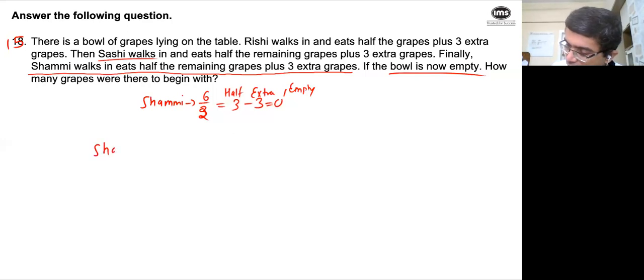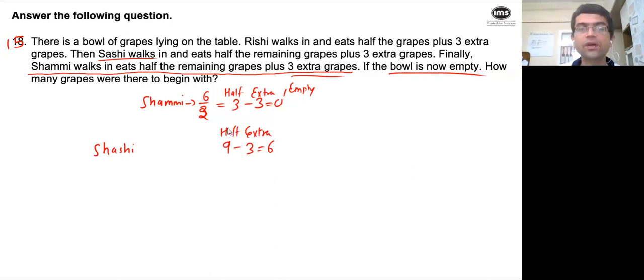Now, Shashi had come before him. Can I say after eating 3 extra grapes, 6 were left? So there were 9. Remember, these 3 were extra. But 9 were left after he ate half of remaining ones. So can I say there were 18 grapes initially when Shashi entered? Correct? When Shashi entered, there were 18.